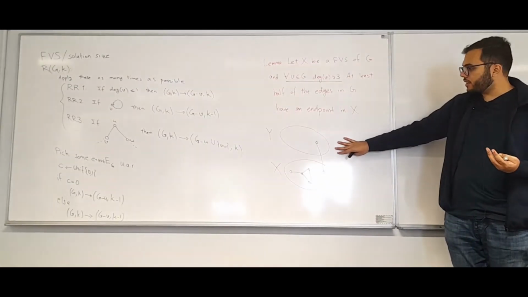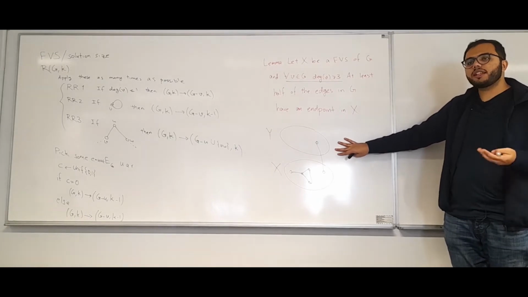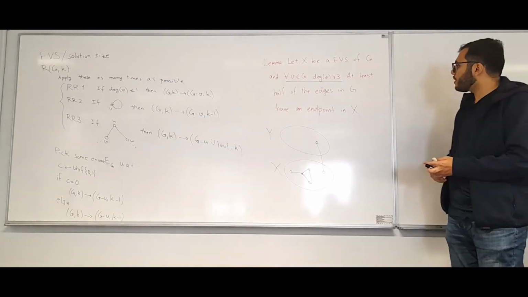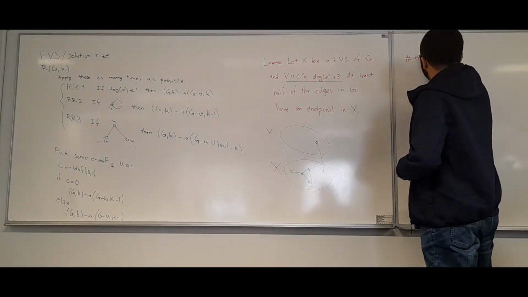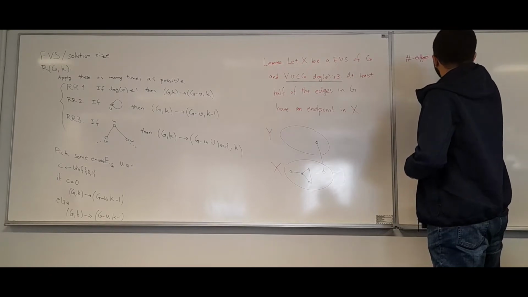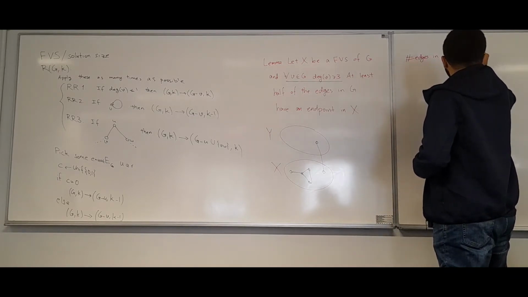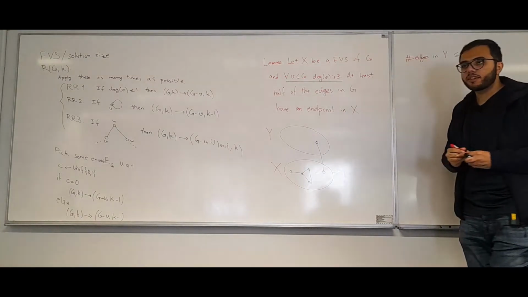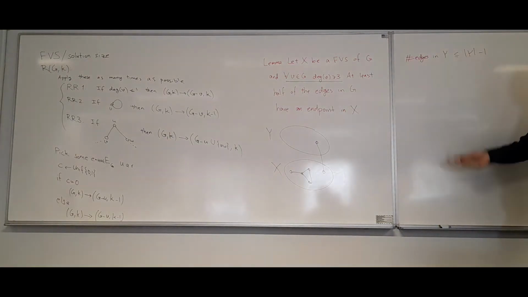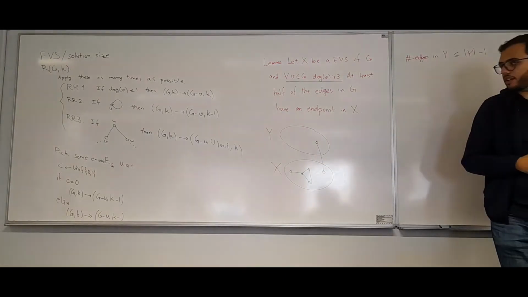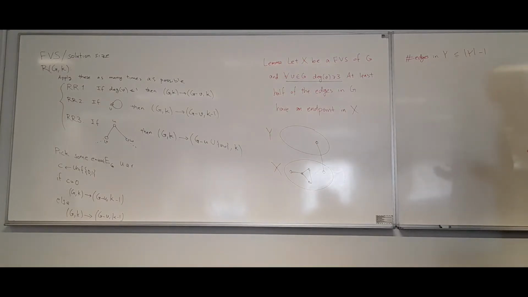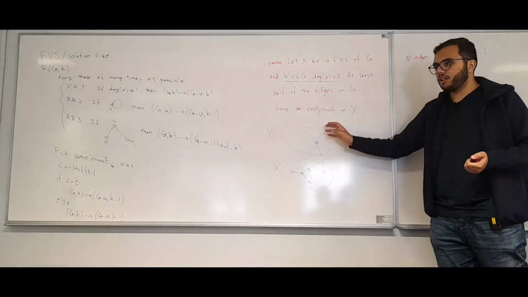And if Y is a forest, then in every forest, the number of edges is less than the number of vertices. Okay, so this is the first thing I know. I know the number of edges in Y is at most the size of Y minus 1. And it can be exactly Y minus 1 if Y is connected, if Y is a tree. Okay, so all I have to show is that I have at least Y minus 1 edges outside of Y or between X and Y.